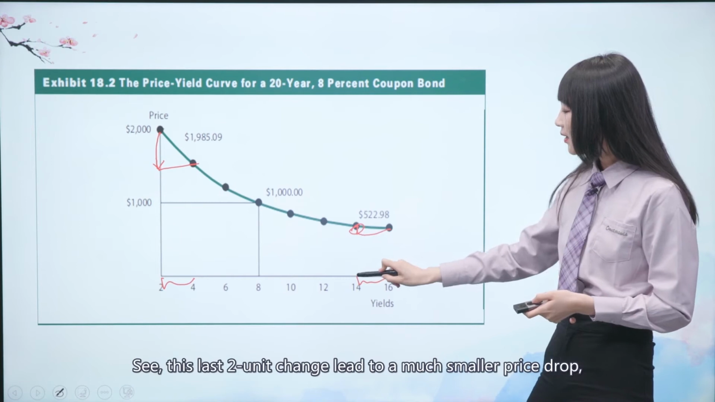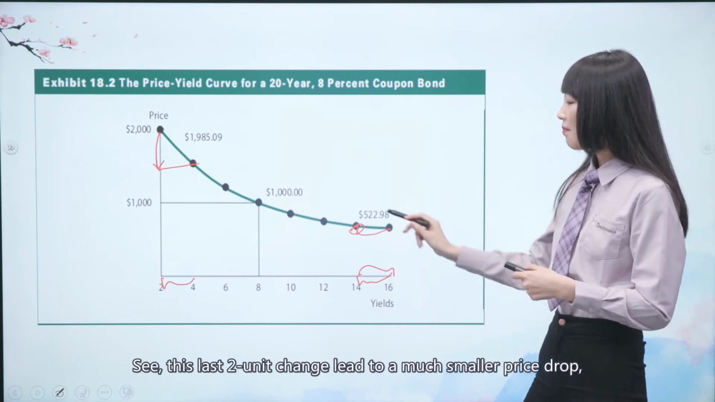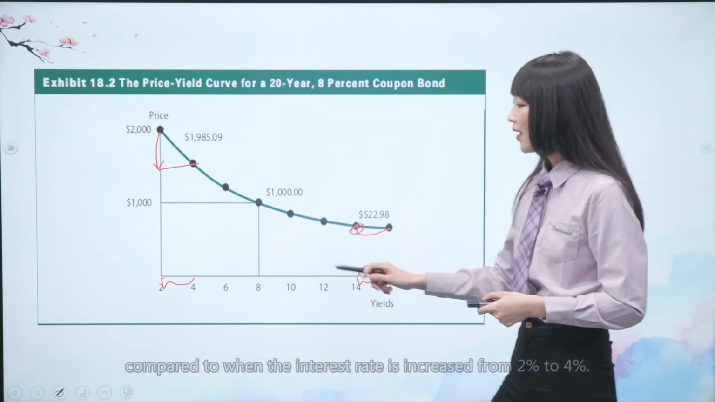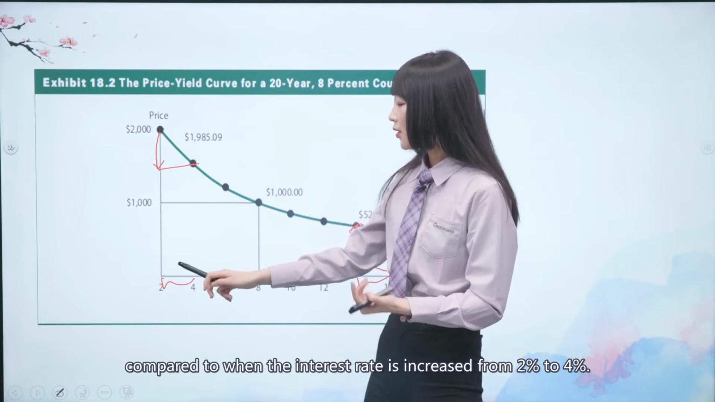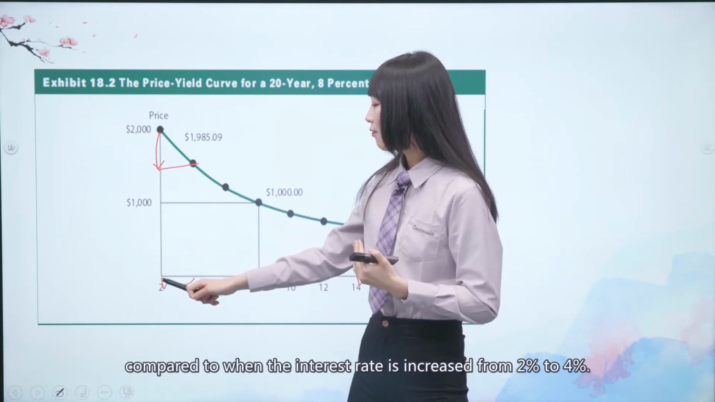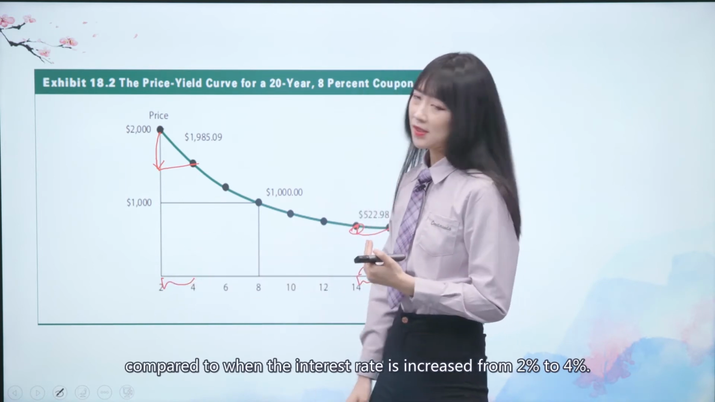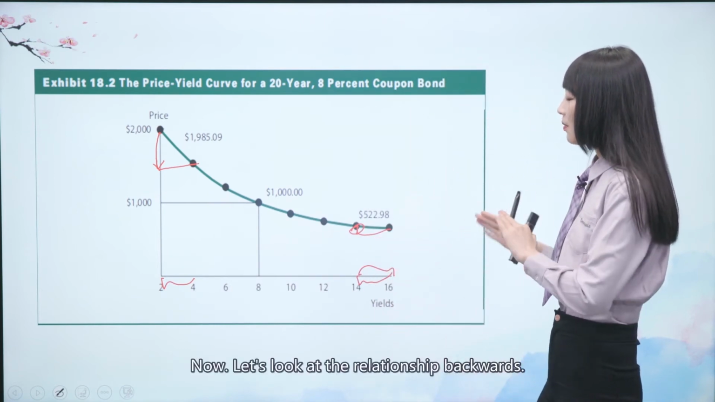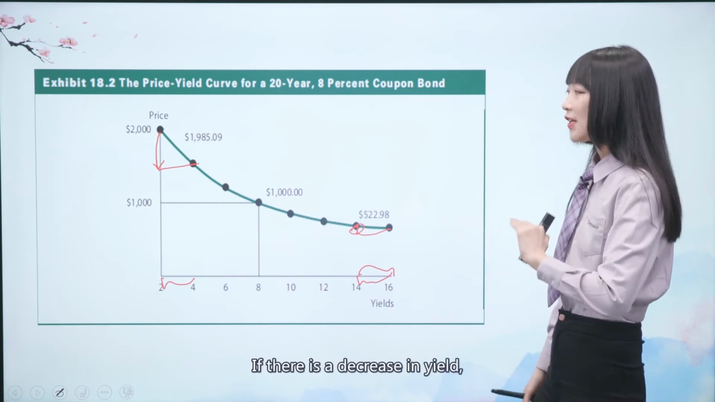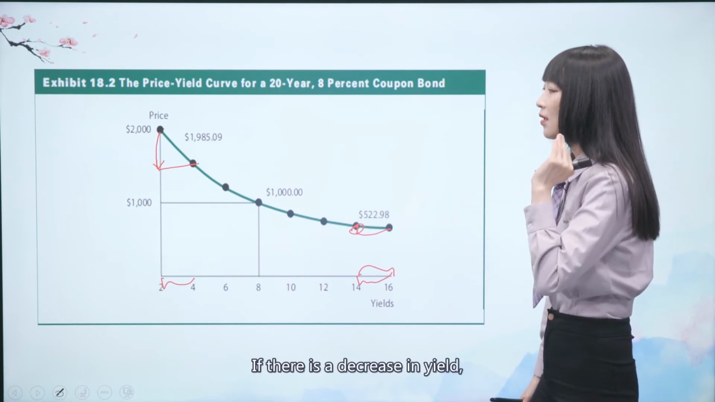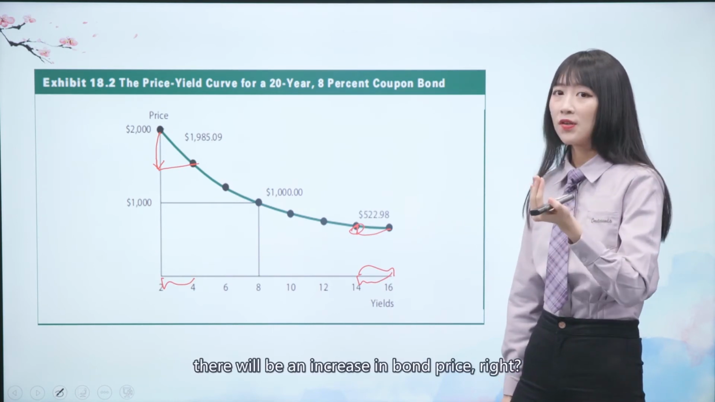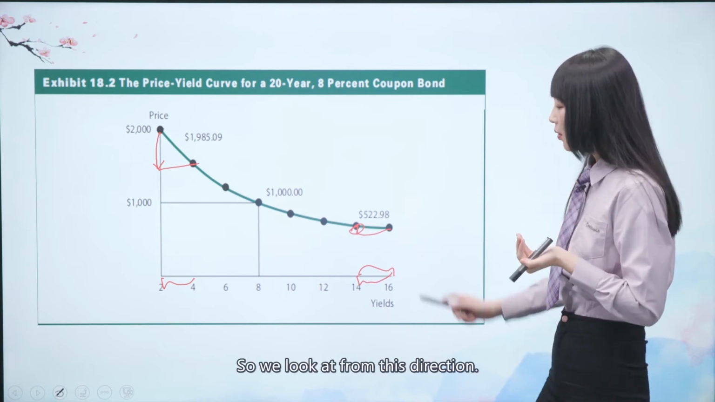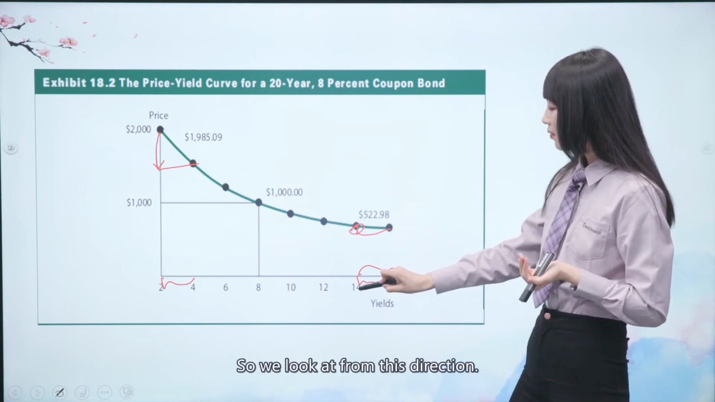Equal absolute increase or decrease in yield are not symmetrical. See, this last 2 unit change leads to a much smaller price drop compared to when the interest rate is increased from 2% to 4%. Now, let's look at the relationship backwards. If there is a decrease in yield, there will be an increase in bond price, right? So we look at from this direction.